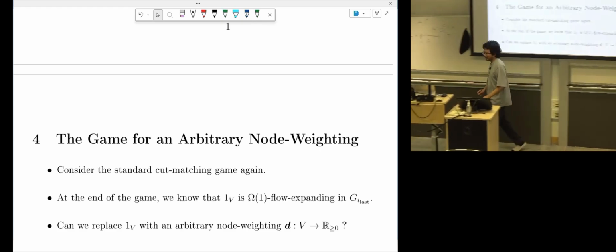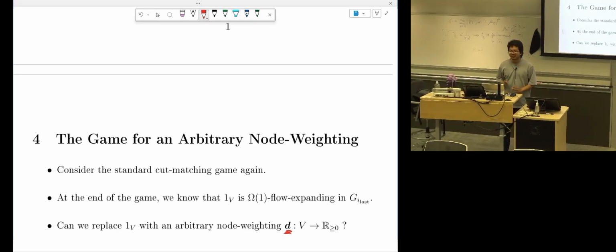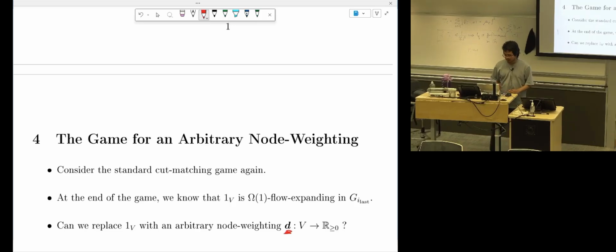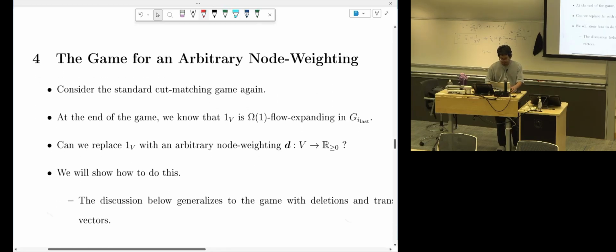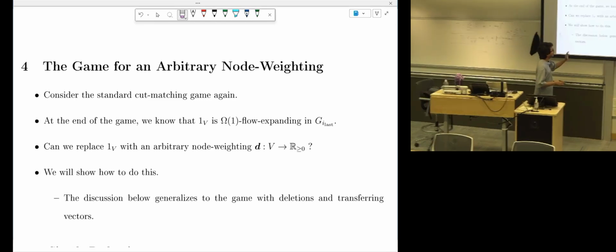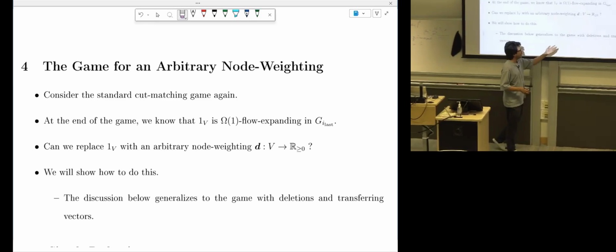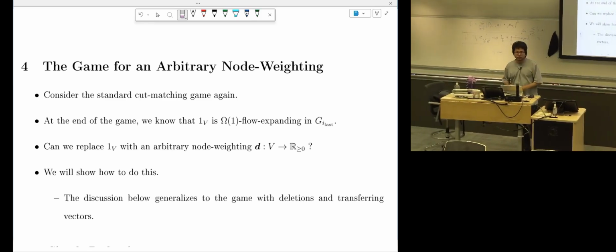I'm gonna use this notation instead of A. Let me use D. This is a node weighting. I don't use A just because it will be confusing with A_i. Let's see how to do this. For the standard cut matching game, but all the discussion below will just generalize to the game with deletion and transferring vectors. You can just imagine how.